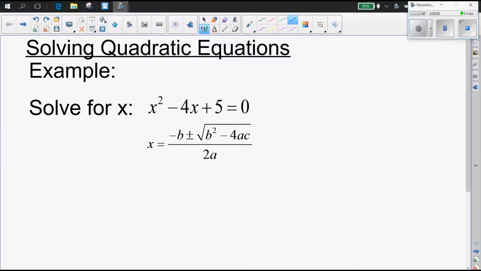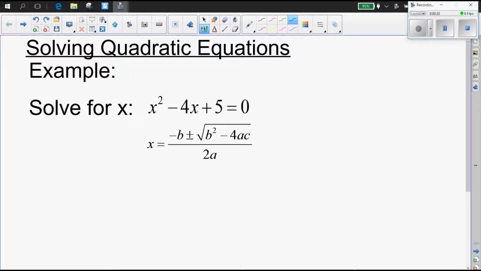Solving quadratic equations. In this example, we are asked to solve for x, and we're given the quadratic equation x squared minus 4x plus 5 equals 0. In order to find the solutions, or to solve for x, another term would be to find the roots of this equation, we're going to use the quadratic formula.